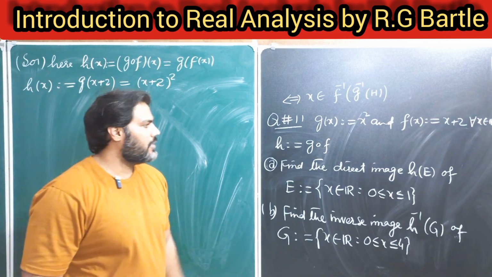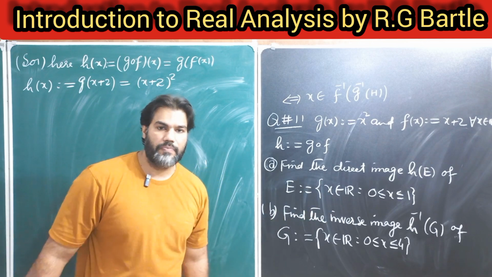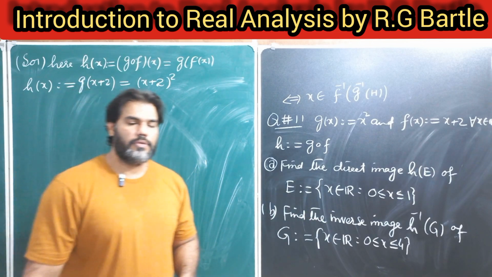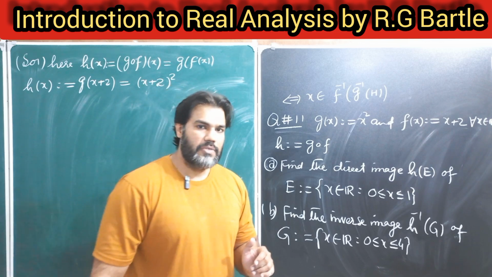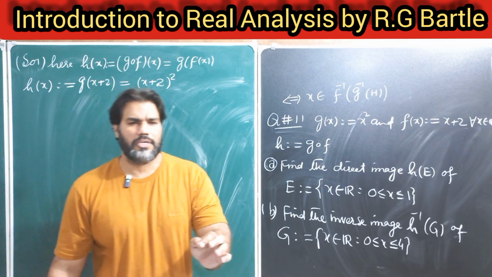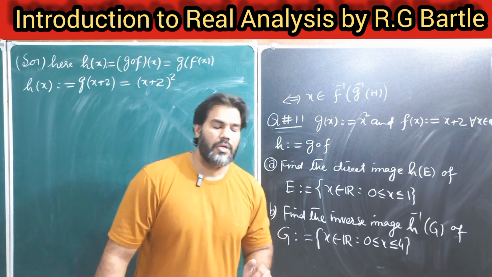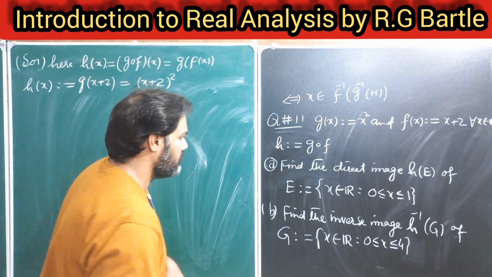Next we find the direct image h of E when E is the closed interval 0 to 1. In my previous lecture, I have discussed the concept of direct and inverse image in detail. Now in today's lecture, I will discuss a very shortcut technique to find direct and inverse images. I think you will consider it better than the previous.